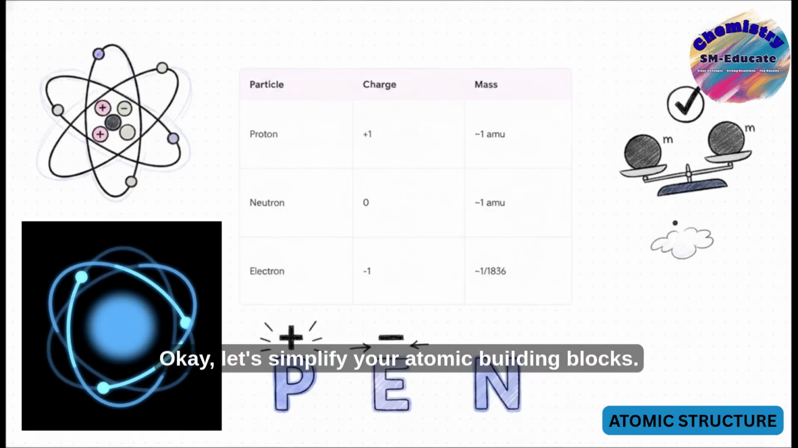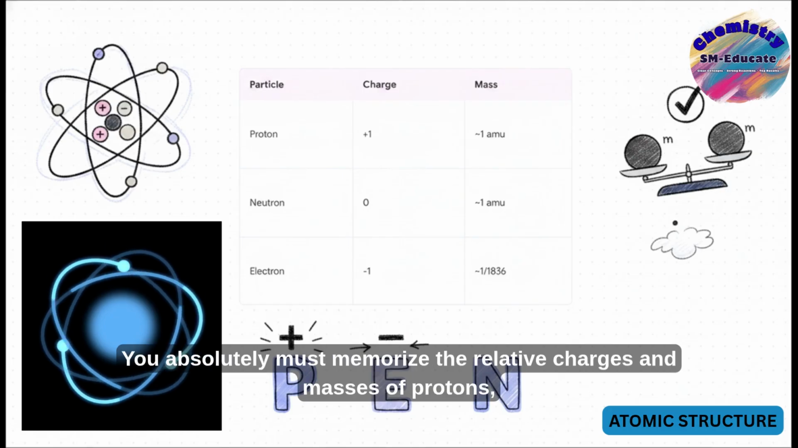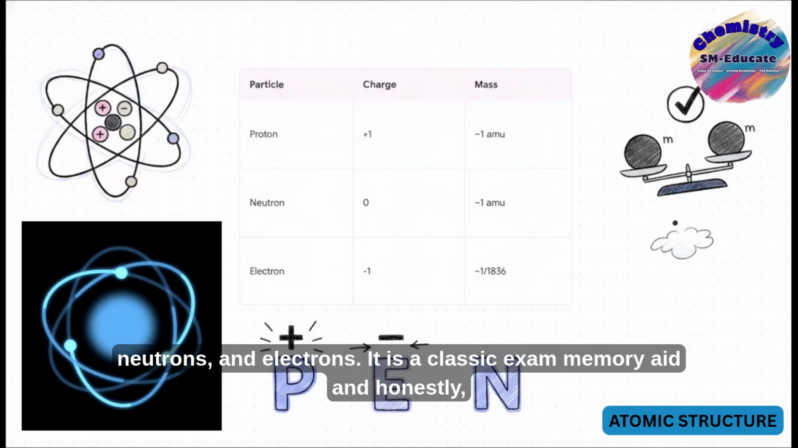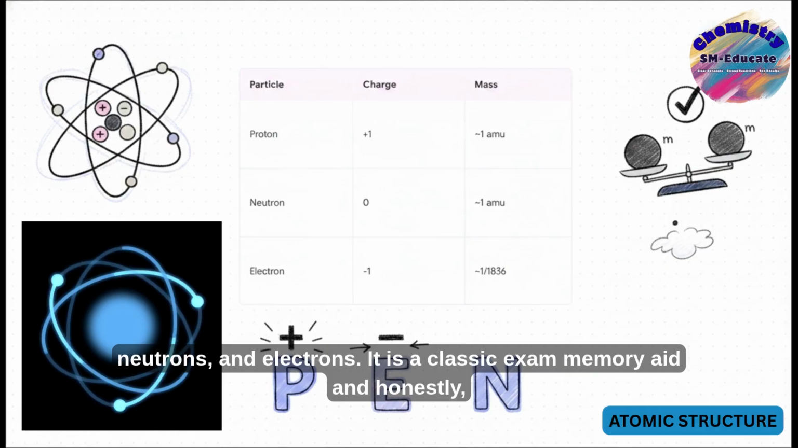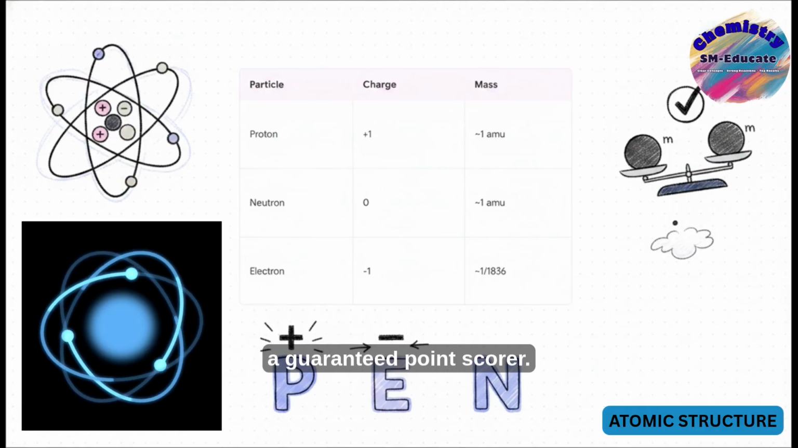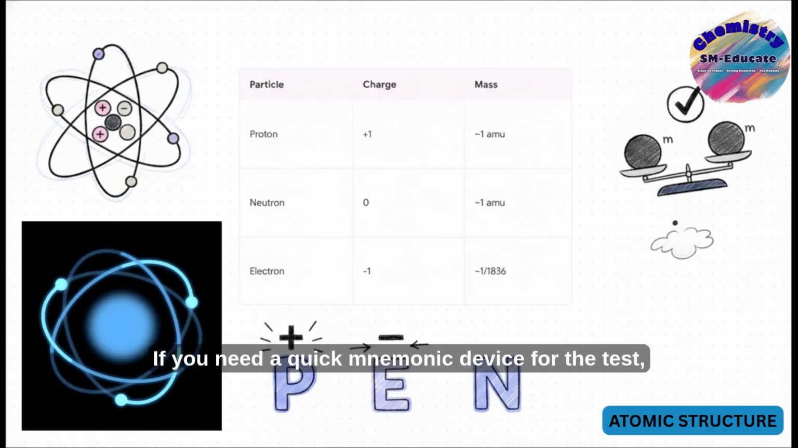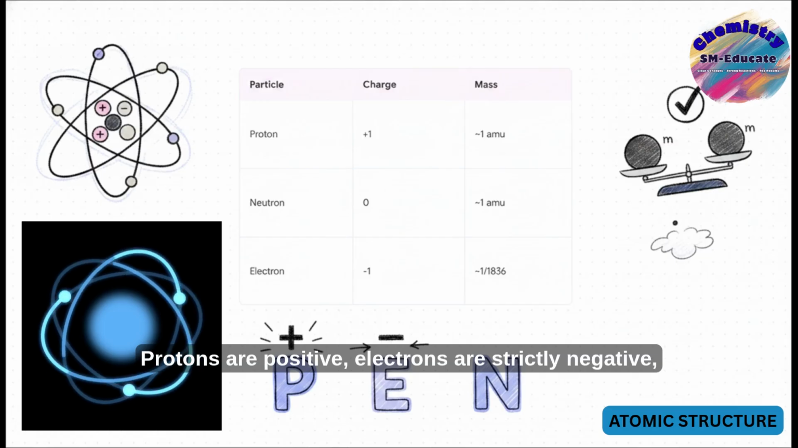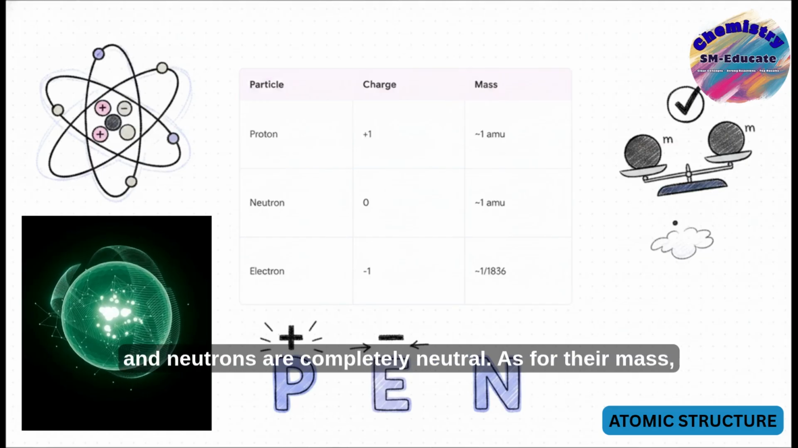Okay, let's simplify your atomic building blocks. You absolutely must memorize the relative charges and masses of protons, neutrons, and electrons. It is a classic exam memory aid and honestly a guaranteed point scorer. If you need a quick mnemonic device for the test, just remember the word PEN. Protons are positive, electrons are strictly negative, and neutrons are completely neutral.